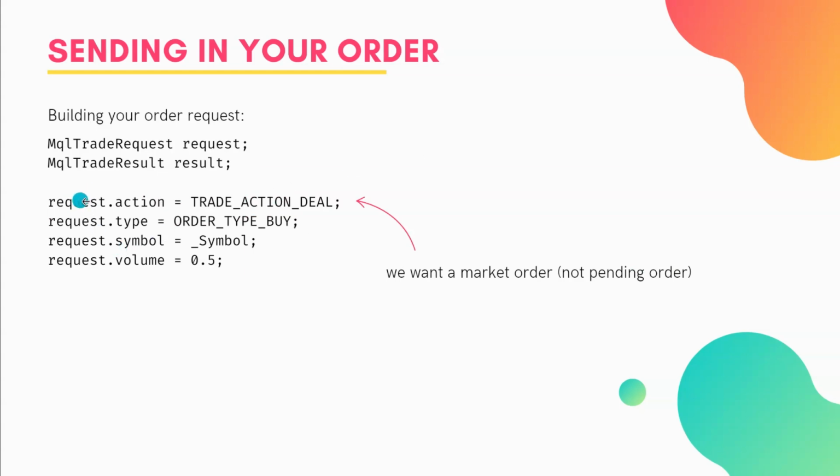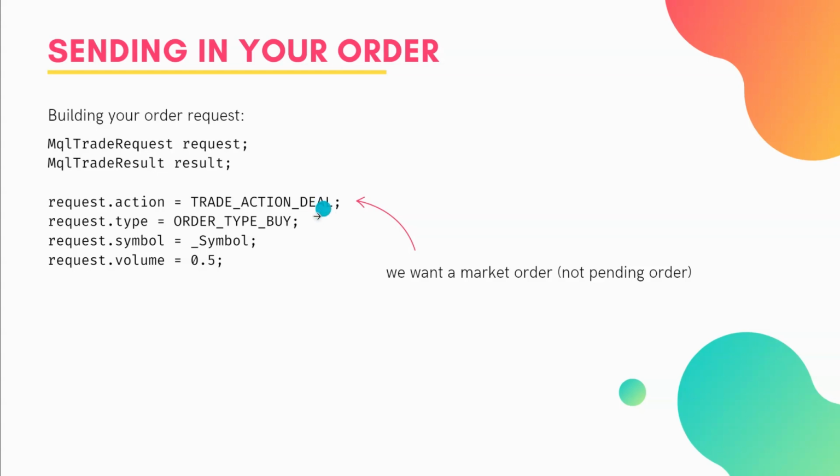So we have our request.action, which is what kind of order we want, and we want a market order in this example, so we're going to use TRADE_ACTION_DEAL. This is an enumerated integer that's built into MQL5, and there are other types. We'll look at some of those when we go into the practical example using the documentation. We say what type of request it is.